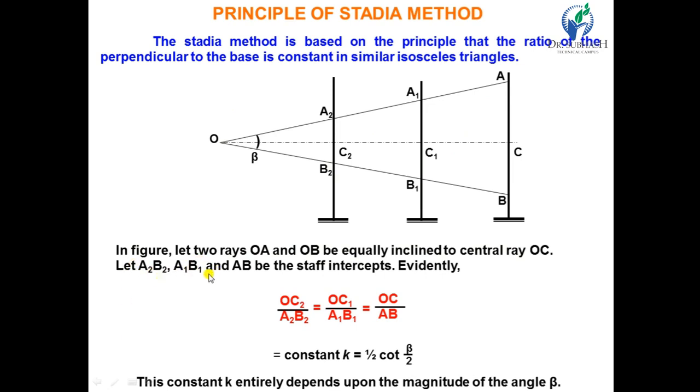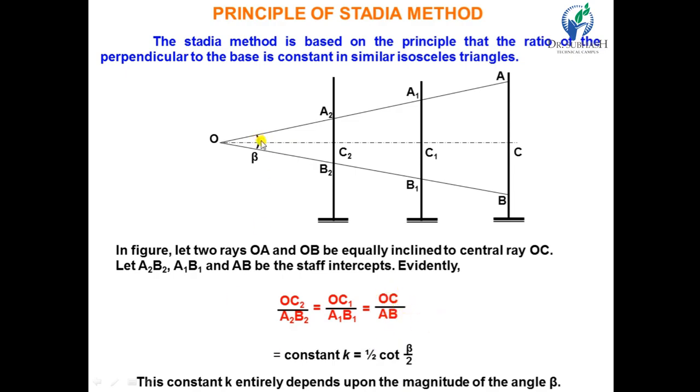Let A1B1, A2B2 and AB be the staff intercepts. The difference between the upper hair and lower hair readings is called the staff intercept. OC2 is equal to A2B2, OC1 is equal to A1B1 and OC is equal to A upon B. This proportion value is a constant, K.